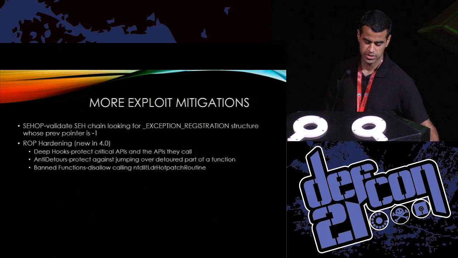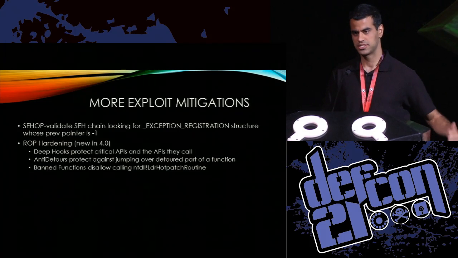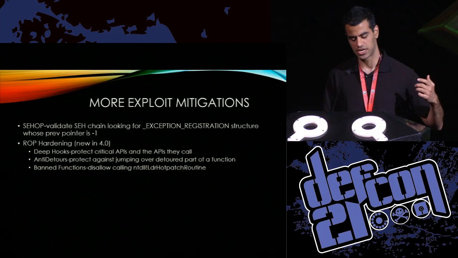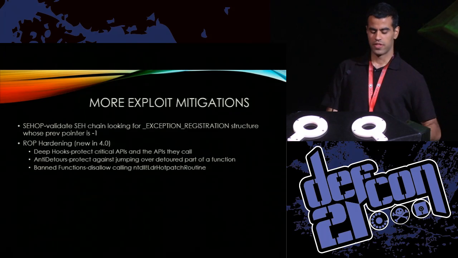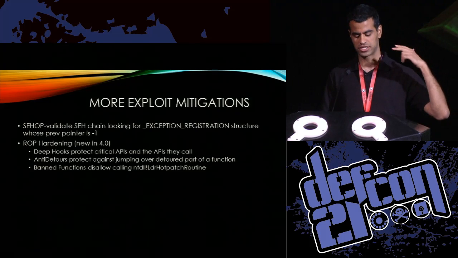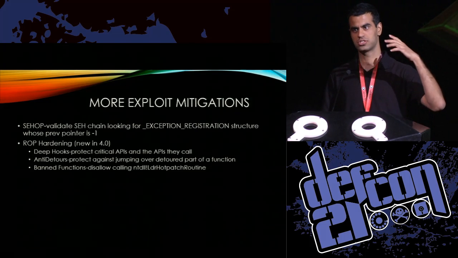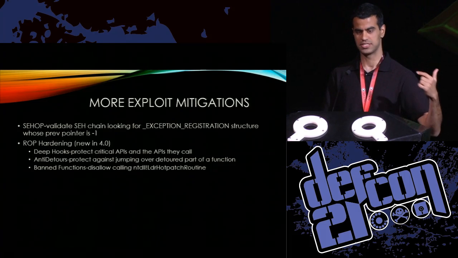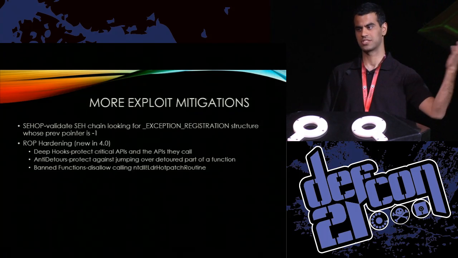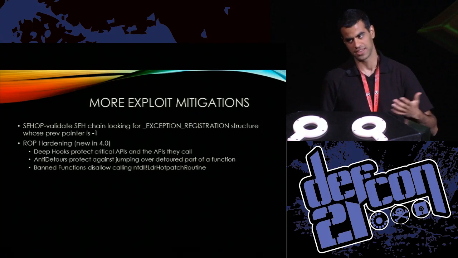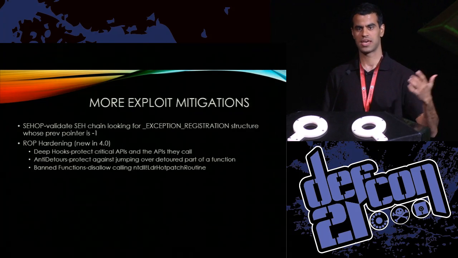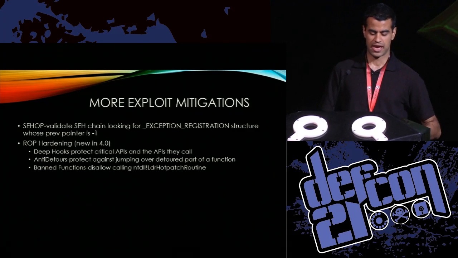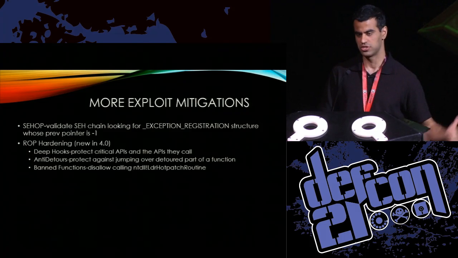Some more memory corruption mitigations are the SEHOP mitigation, which is Structured Exception Handler Overwrite Protection. This is basically where we traverse the exception registration structures, the chain of them, looking for one whose previous pointer is -1, because that's what we expect to see. And if we don't see that, then we know that something has been corrupted, and that's bad. And finally, our ROP mitigation, which is new in EMET 4.0.